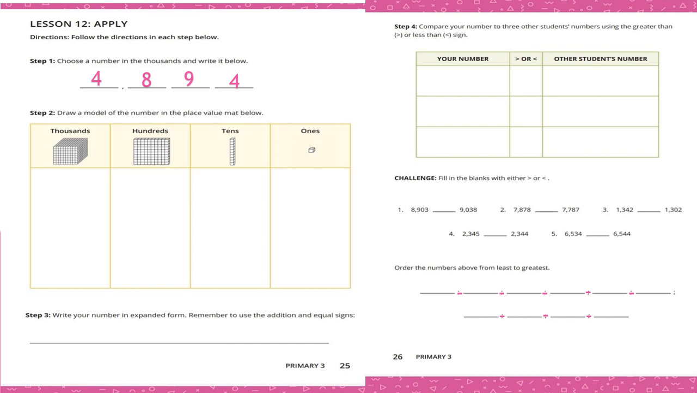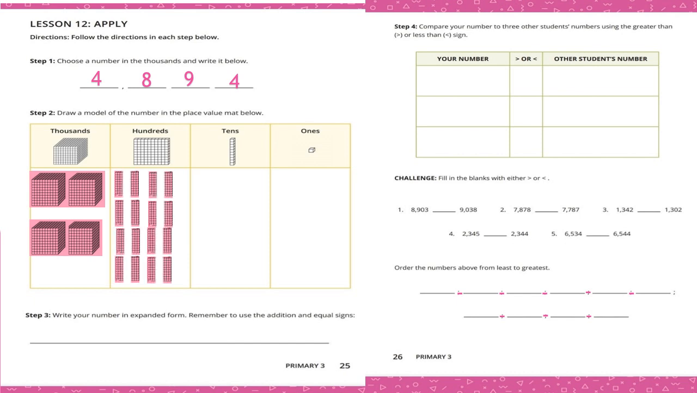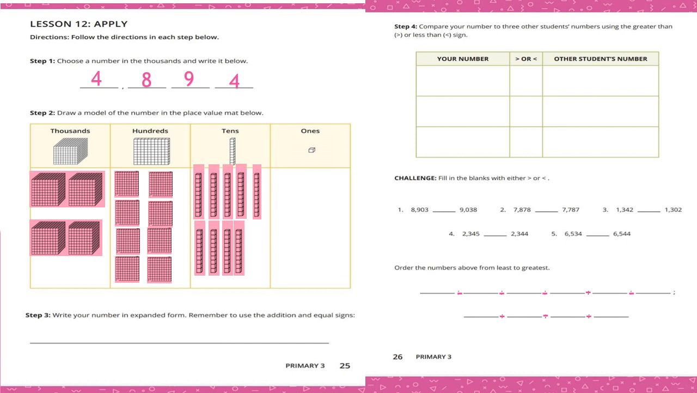Step 2. Draw a model of the number in the place value mat. In the place value mat, we represent thousand as cube, hundreds as big square, tens as a stick, and ones as small square. Then we have here 4,000, so we make 4 cubes. We have here 8 hundreds, so we make 8 big squares. We have 9 in tens, so we make 9 sticks. And we have 4 in ones, we make 4 small squares.